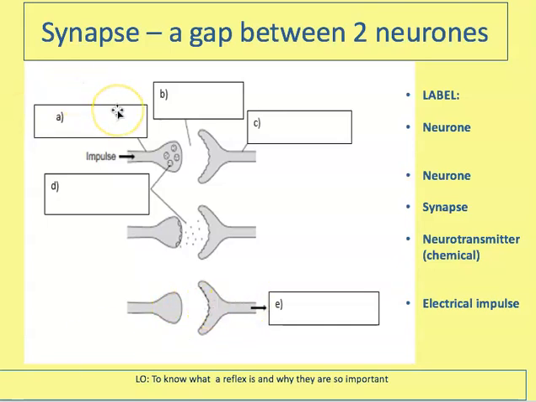Okay, if we look at the labels there, A would be a neuron, B is the gap, so we call that a synapse, C is also a neuron, D would be the neurotransmitter or the chemical, and E would be the electrical impulse carrying on along the neuron. So make sure you've drawn these. You might want to pause the screencast now, draw the synapse, label it, and put a little bit of a description of what is happening.